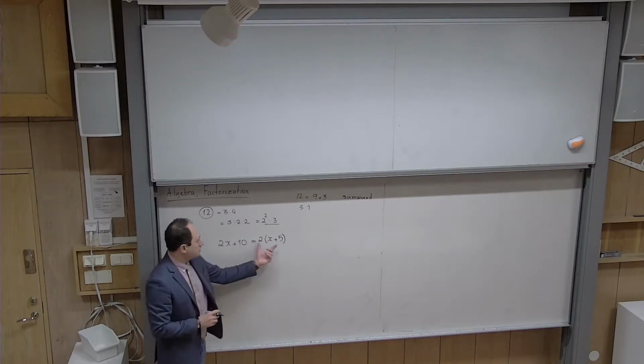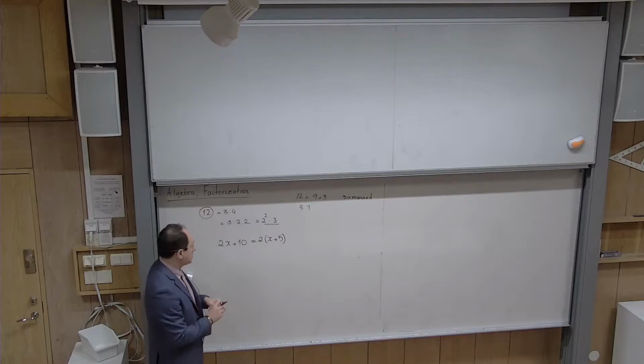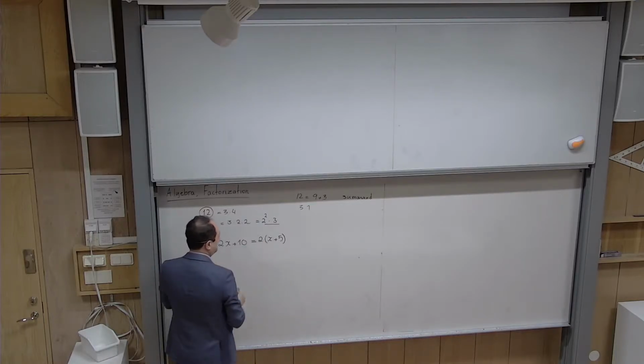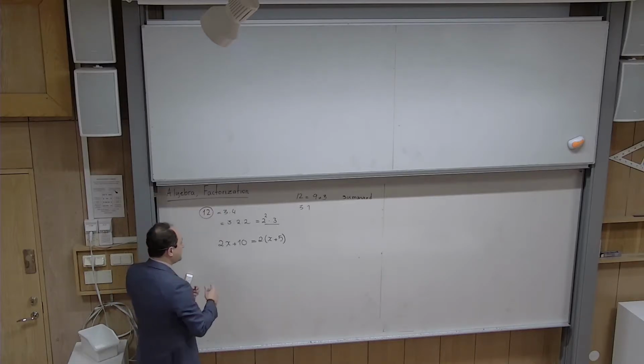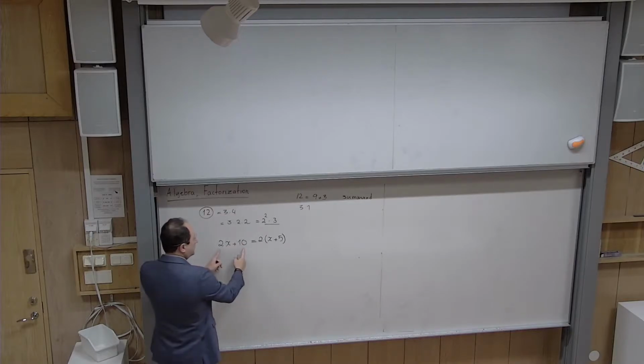But if I ask you what this is, you would read it as the product of 2 by x plus 5. So that is indeed a product. Yes? So I was able to write this as a product. Okay? So I would say that I factored 2 out from this expression. Okay, so this is the idea.